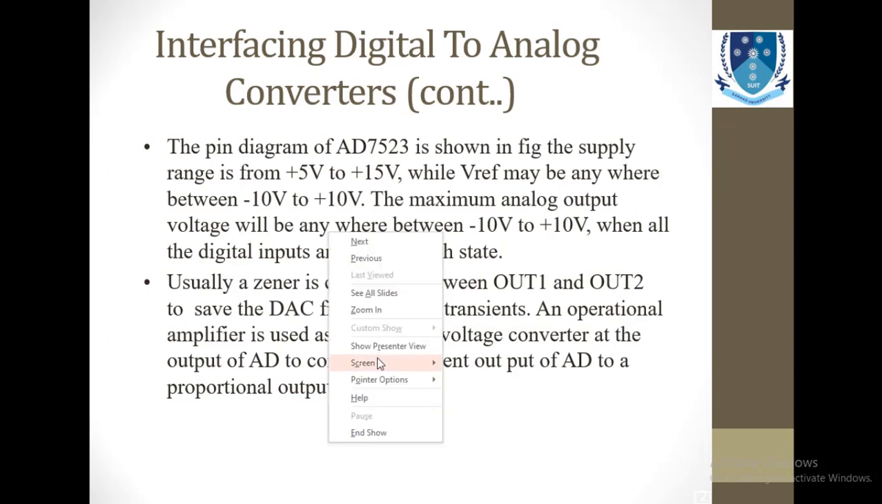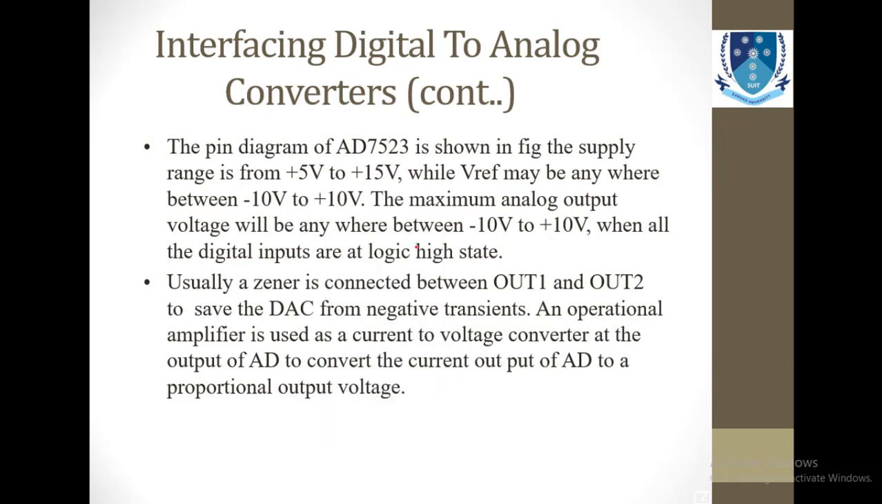So this is the best way to understand why we are going towards this 7523. Similarly, if you vary your inputs, you know that the output voltage will vary across minus 10 volt to plus 10 volt when all the inputs are kept high. You know that high state means all ones. So if you keep your input all ones, the output will be the same as the reference value, because 1 multiplied by anything gives the same value that was multiplied with the 1.